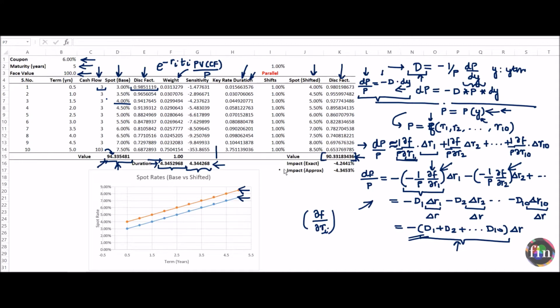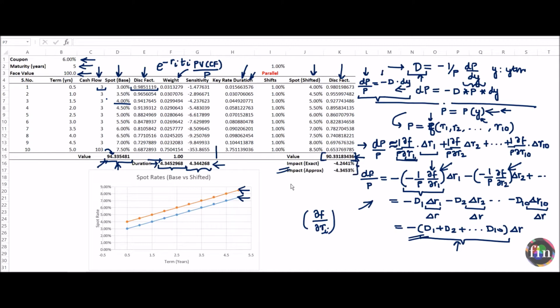And then what I do is I try and get an approximate impact of the shift in spot rates by working my way through duration. So if it's a parallel shift in the spot rate term structures, I can use my regular duration. If it's a non-parallel shift, I'll use individual key rate durations multiplied with individual spot rate shifts. Okay, so take a look at how the exact and the approximate compare to one another. See, the exact is minus 4.24 and the approximate is minus 4.34.